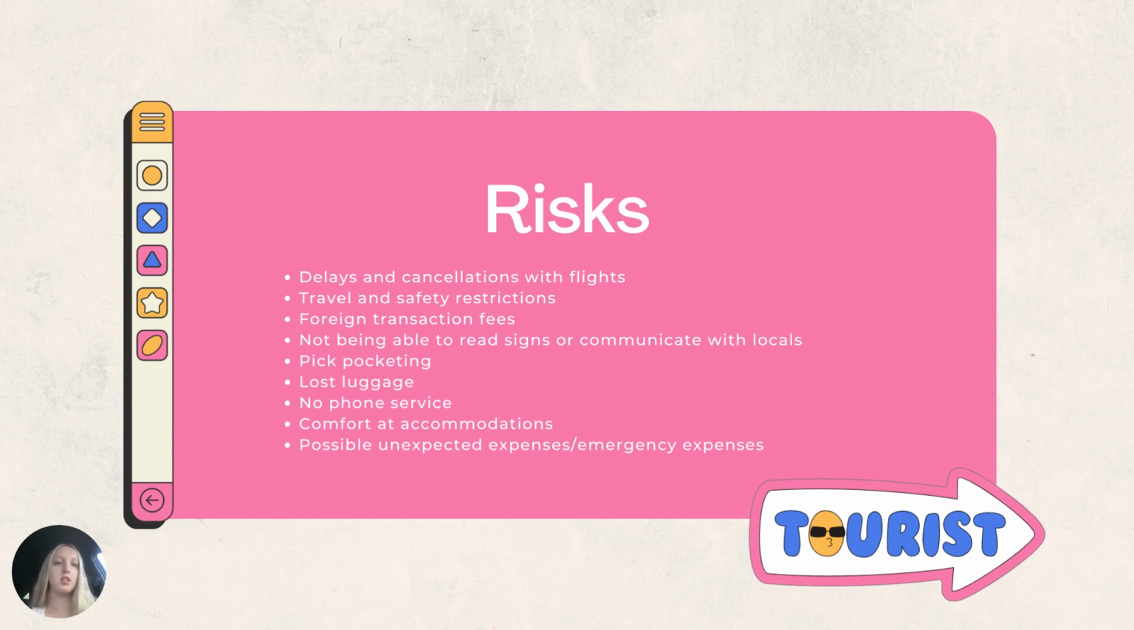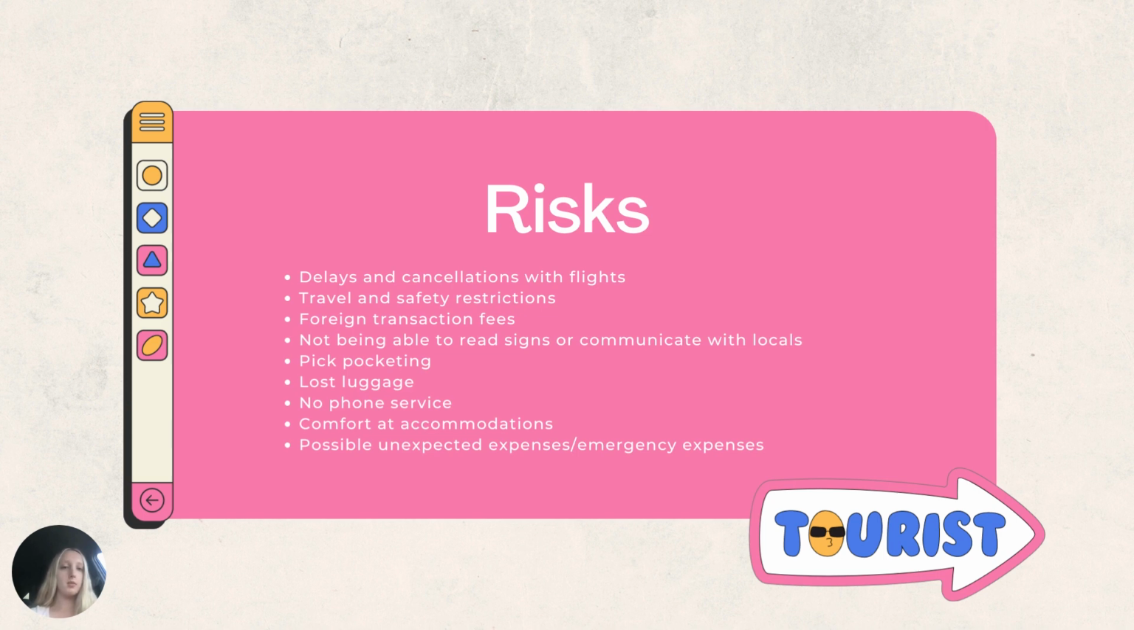I'm going to get into more detail on how I minimized risk on the next slide, but I just wanted to talk a little bit about some of the ones on here that I didn't mention on the next slide. As far as lost luggage, one thing I did to minimize that risk was putting AirTags in our luggage. For the phone service, we contacted our phone providers prior and made sure we would have a plan in place. For comfort at accommodations, I read lots of reviews.